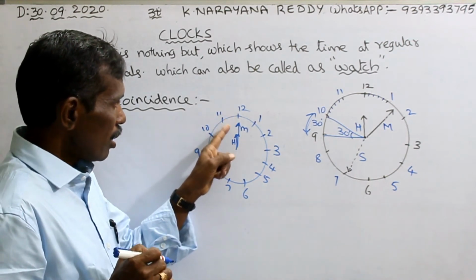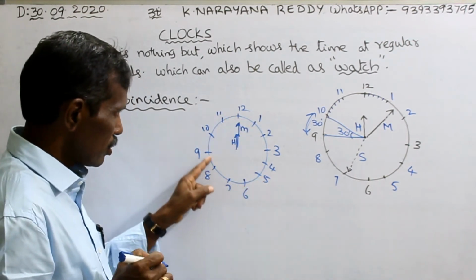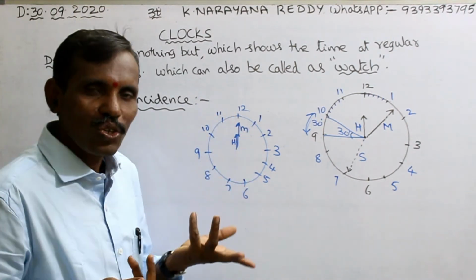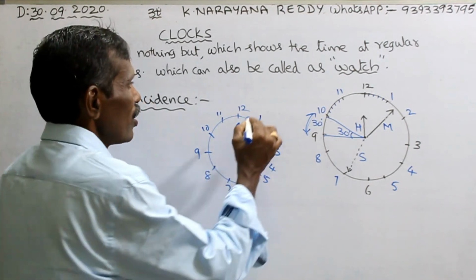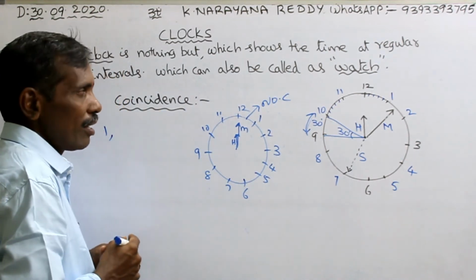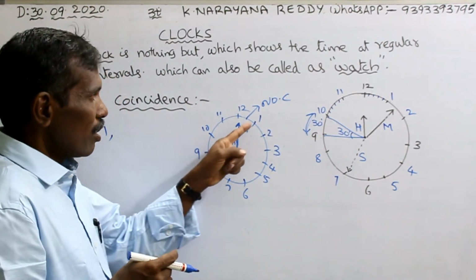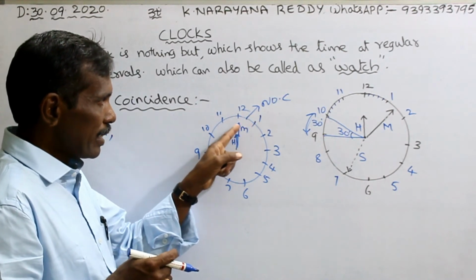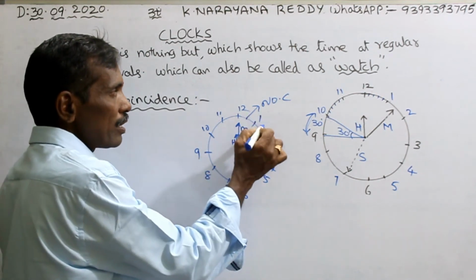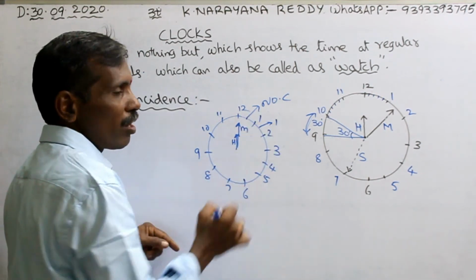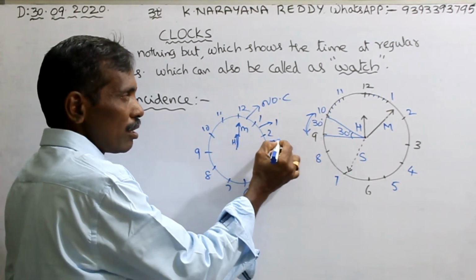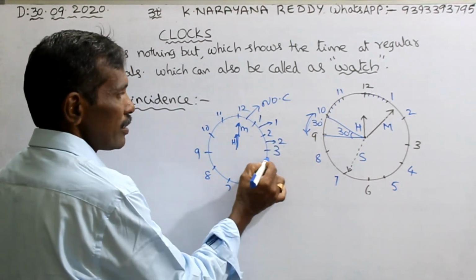Next, our minute hand comes to 12. At that time the hour hand is at 1. There is no coincidence between 12 and 1. Please observe carefully. After that, the hour hand crossed 1, and the minute hand comes and crosses the hour hand. At that time one coincidence will happen, between 1 and 2. And after crossing 2, another coincidence happens in the same way.